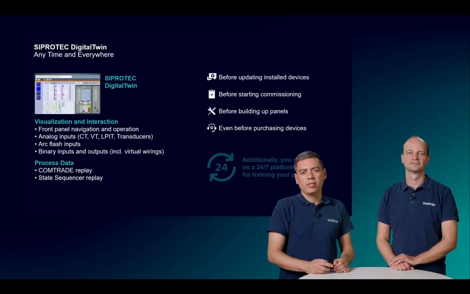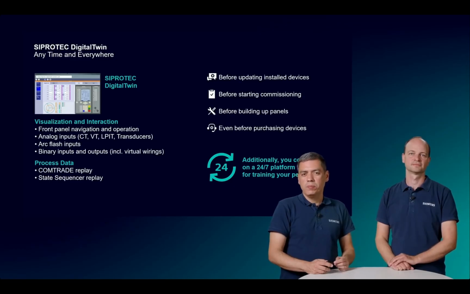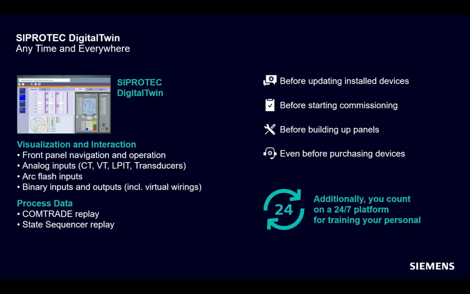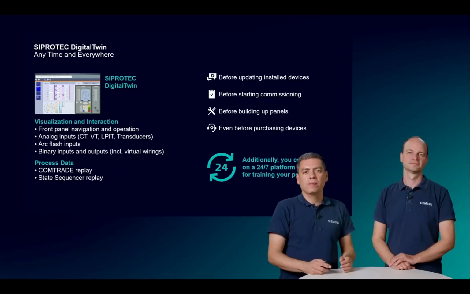You can use SIPROTEC Digital Twin at different times, such as before updating installed devices, before starting commissioning, before building up panels, even before purchasing devices, and for training your personnel. Through user-friendly visualization and intuitive interaction, you can play with the digital twin of your SIPROTEC 5 device as if you are playing with a real device. You can navigate the display, check all the different display pages, simulate analog and binary signals, test arc flash protection inputs, among other options. Additionally, to facilitate automated testing, it's possible to use the tools Contract Replay and State Sequencer Replay.